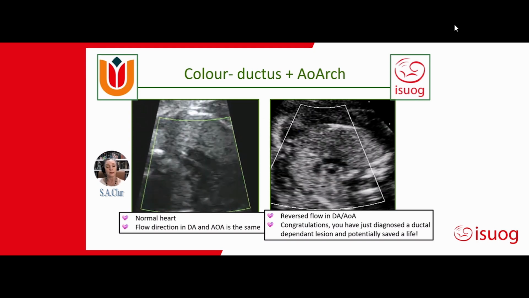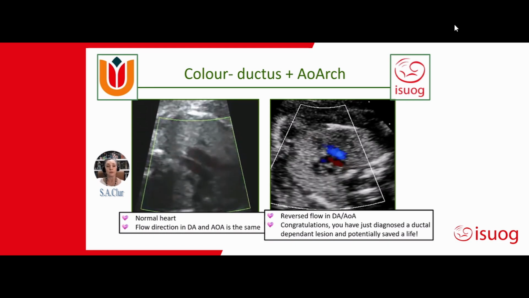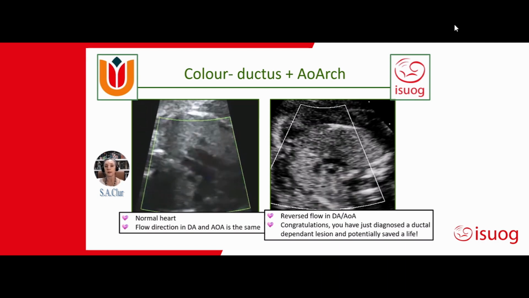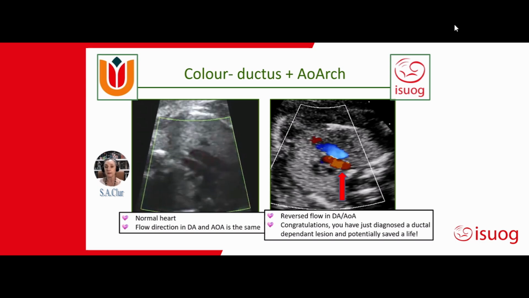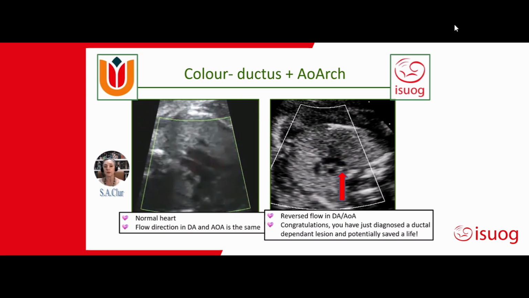I already showed you on the pictures of Dr. Carvalho that in a normal heart, in the three vessel and trachea view, you should have color flow in the same direction in the ductal and aortic arch. And that we can see on the example on the left side. On the right side, we see that the flow in the aortic arch is in another direction to the flow in the arterial duct. If you see this, congratulations. You've just diagnosed your first ductally dependent lesion and potentially saved a baby's life.